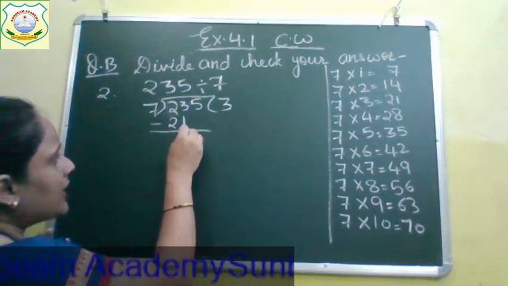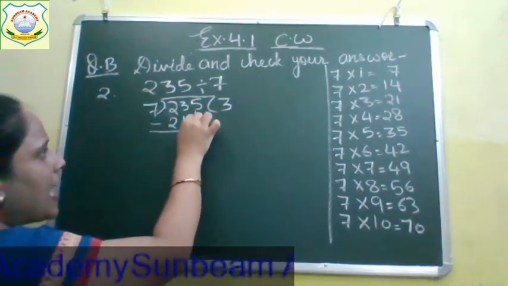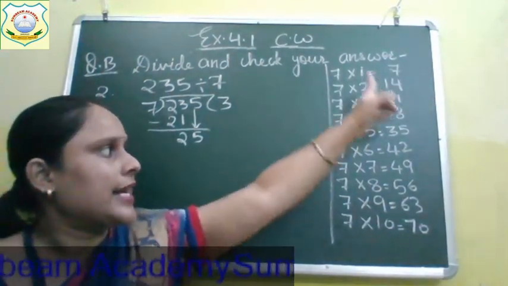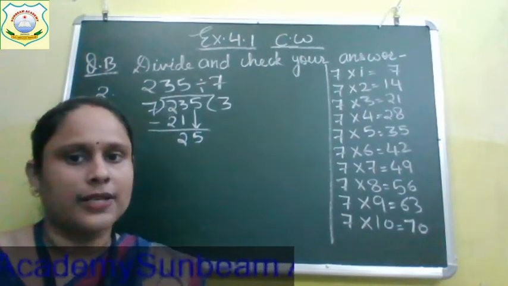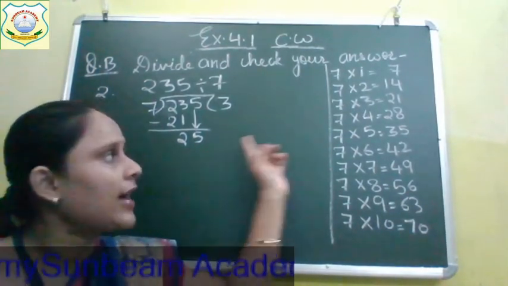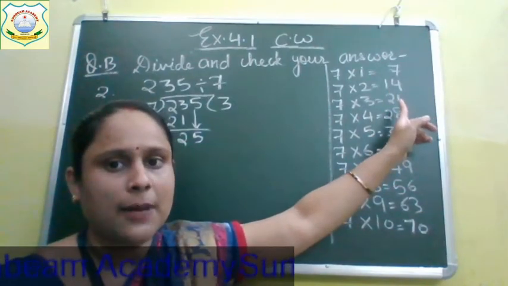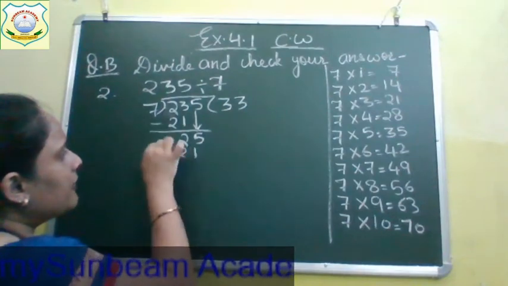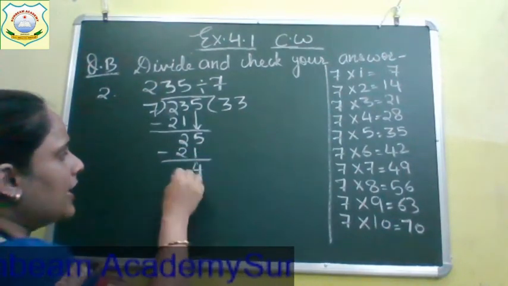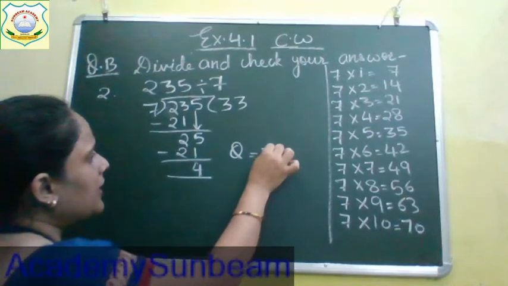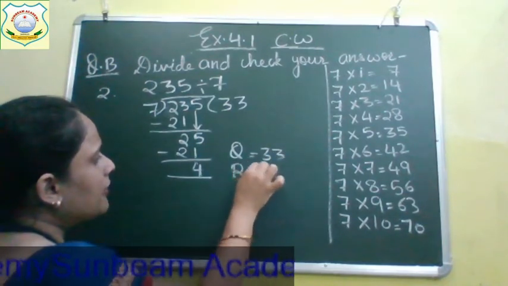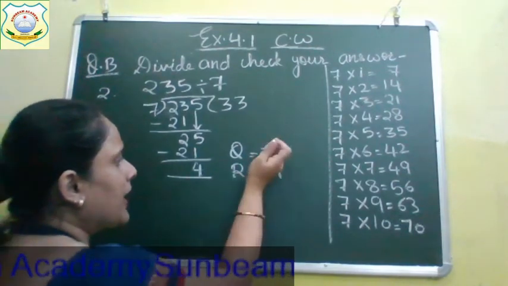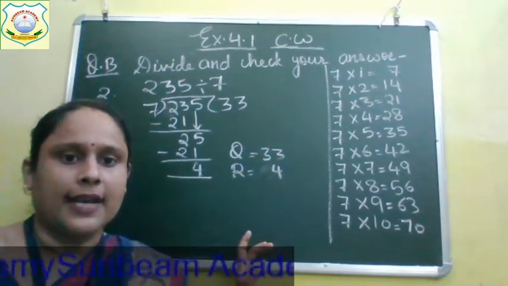So we have subtracted. Now we have got 2 over here. And we will bring 5 down. 25. Now is there 25 in the table of 7? No, it is not there. Any number less than 25? 21. So 7 threes are 21. Now we got 4 as a remainder. How much is the quotient? 33. And remainder we got 4.